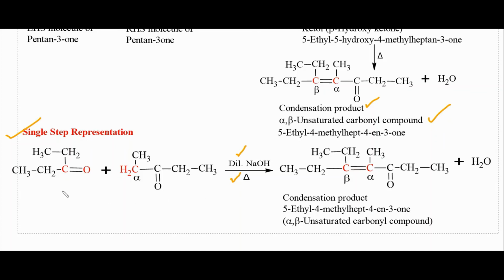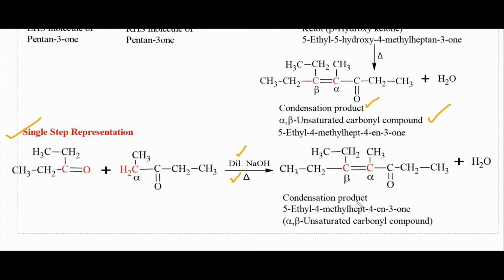What is the trick? When you write the LHS molecule, it is written in such a way that the carbonyl oxygen points towards the right. When you write the RHS molecule, the alpha hydrogen atom or alpha carbon atom points towards the left. In other words, the carbonyl oxygen atom of the LHS molecule and the alpha hydrogen atom of the RHS molecule come face to face.